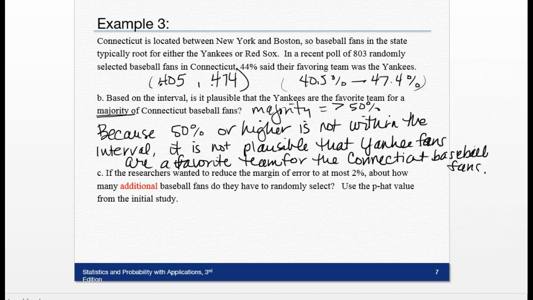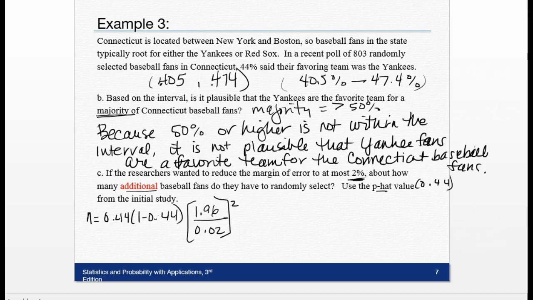C says, if the researchers wanted to reduce the margin of error to at most 2%, how many additional baseball fans do they need to randomly select? Okay, so this is loaded. Use the p-hat value from the initial study. The p-hat value was 0.44. All right, so here comes that formula I showed you. So n is going to be p-hat times 1 minus p-hat, times z star, which was 1.96, over our margin of error. They want it 2%, so convert that to decimal, 0.02. Okay, and let's see what value this gives us for a sample size.